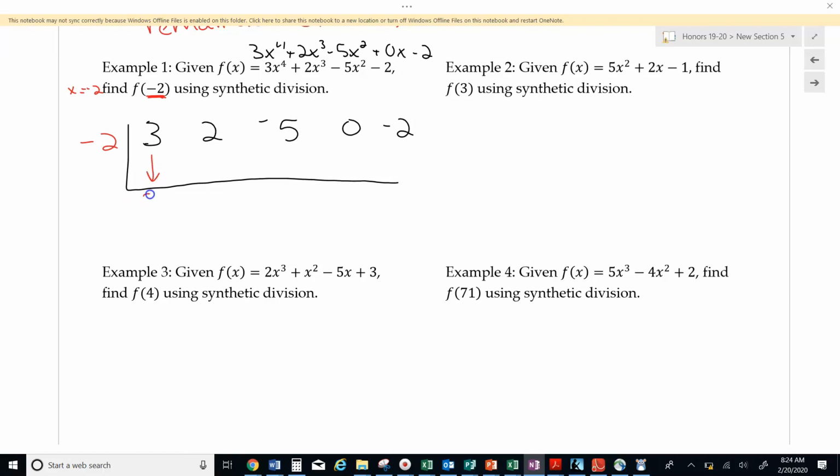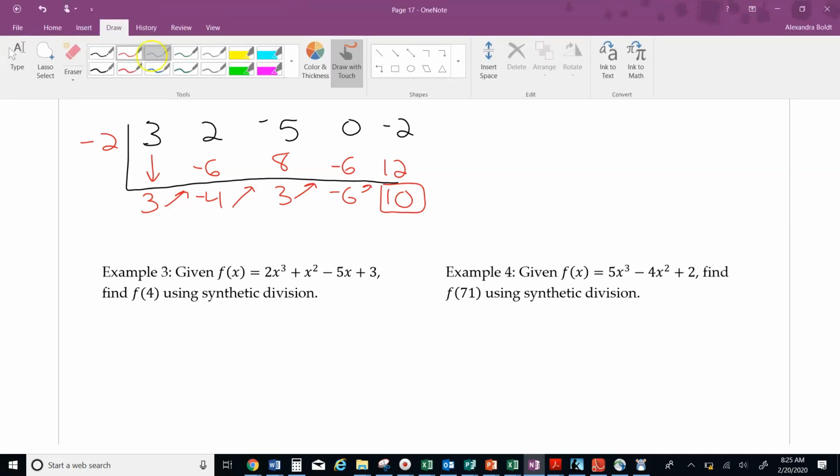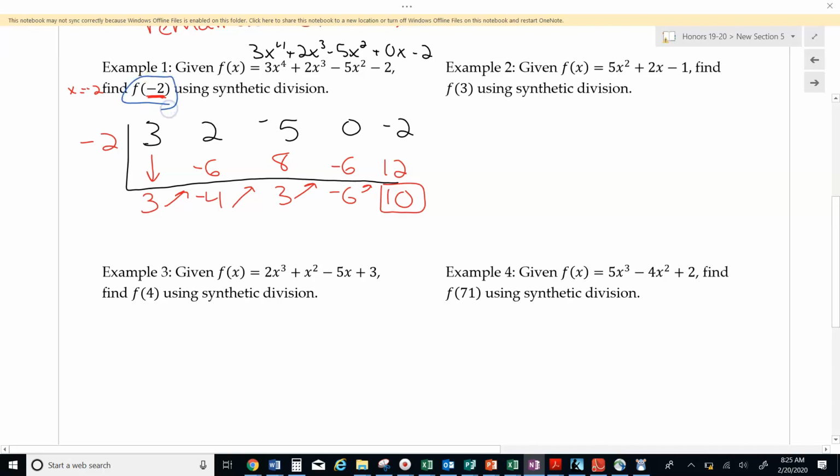Then bring down 3. 3 times negative 2 is negative 6. Add. Negative 2 times negative 4 is 8. Add. Negative 2 times 3 is negative 6. Add. Negative 6 times negative 2 is 12. And negative 2 plus 12 is 10. So what this tells us is f of negative 2 equals 10.